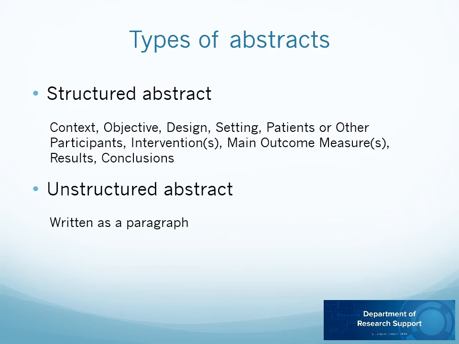The next type of abstract is an unstructured abstract. This type of abstract should provide the same MRAD information as a structured abstract or your main article. However, this abstract type provides that information as a paragraph with no subheadings.